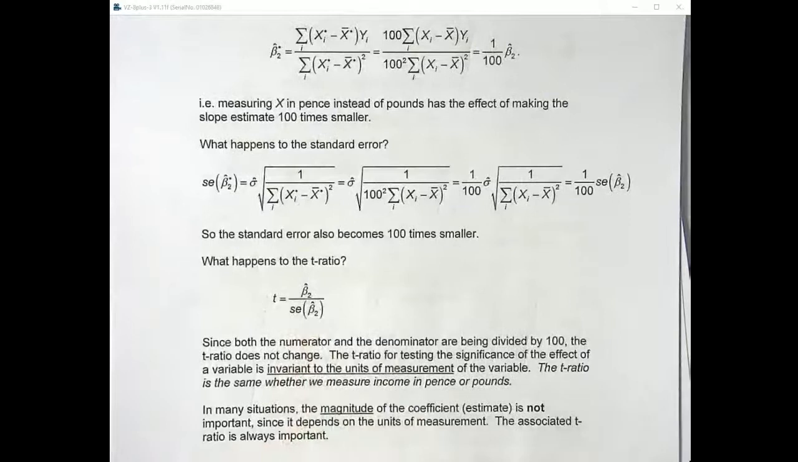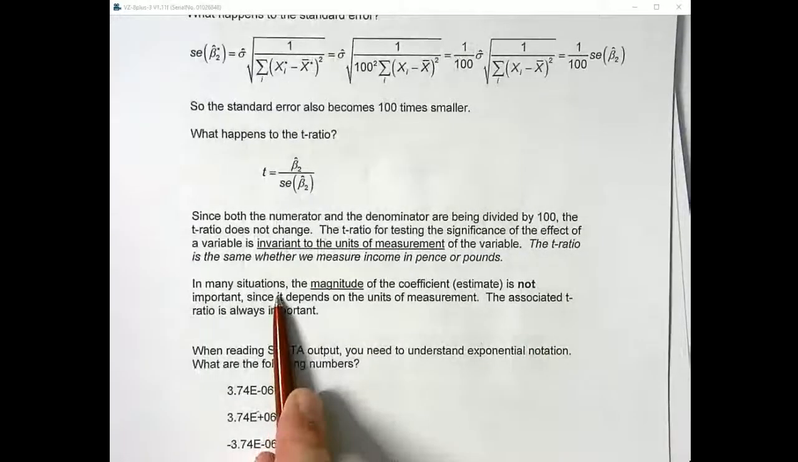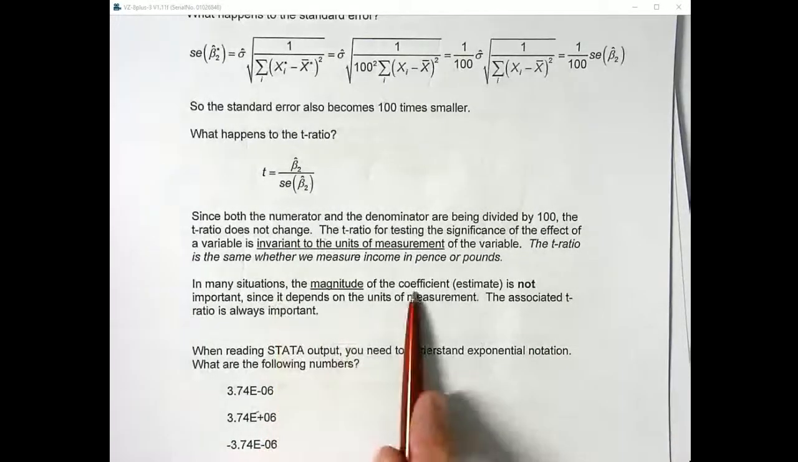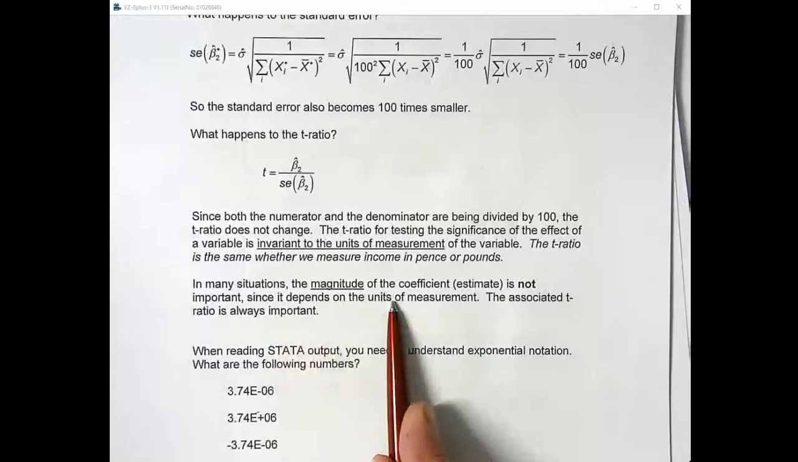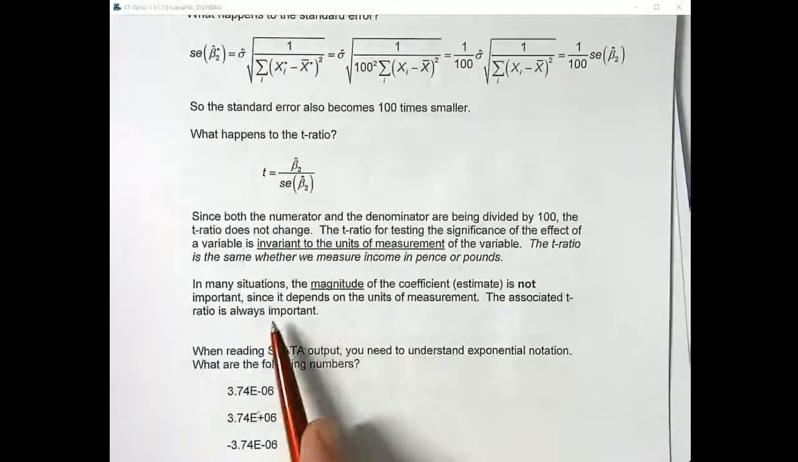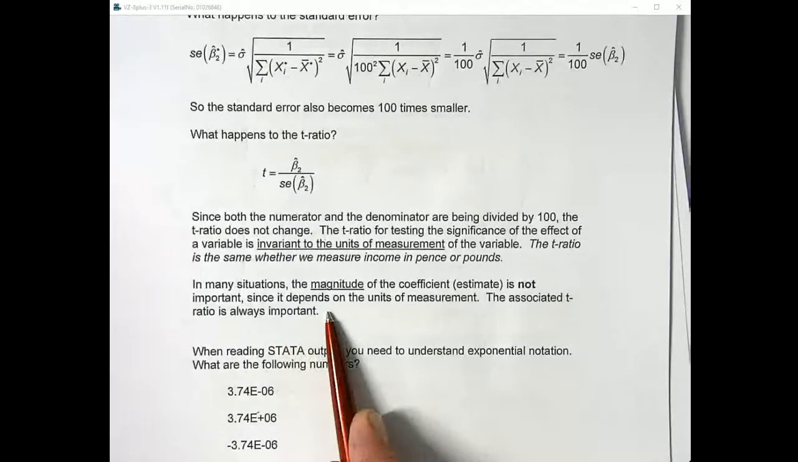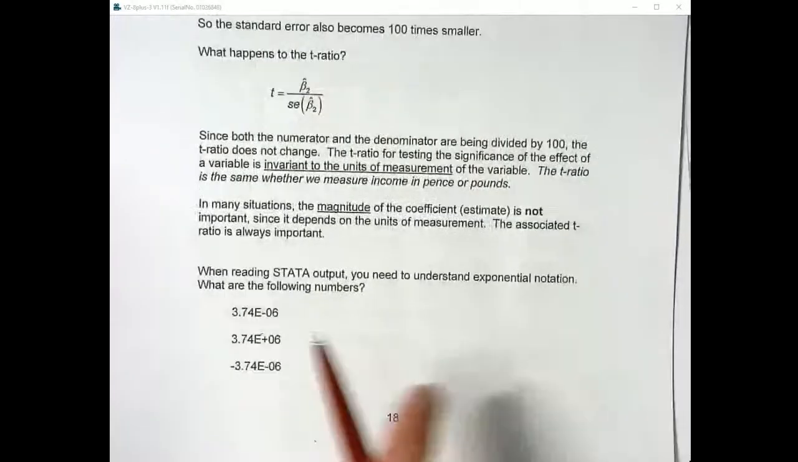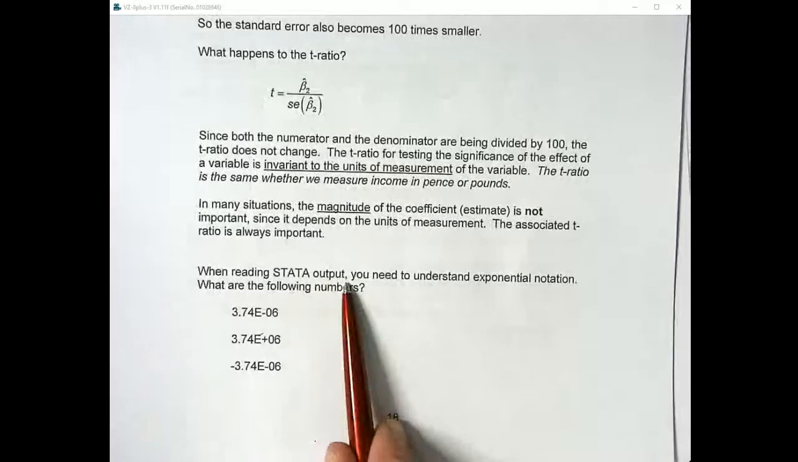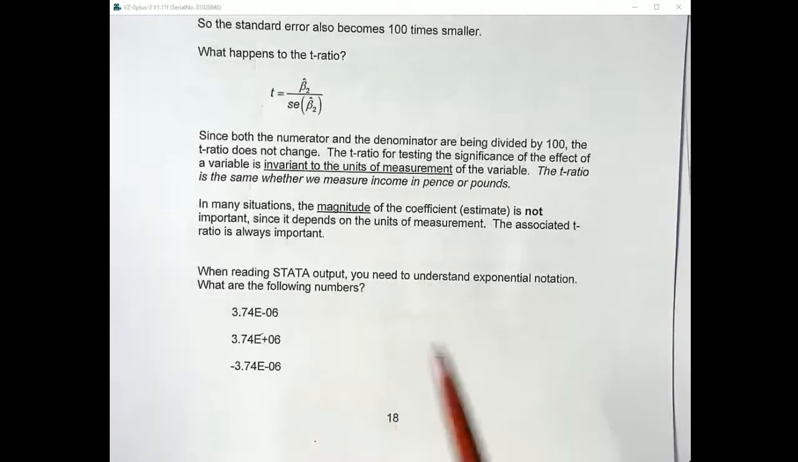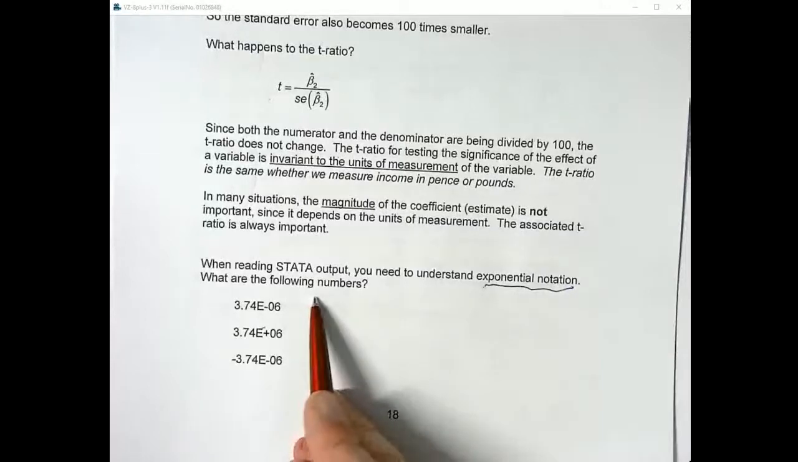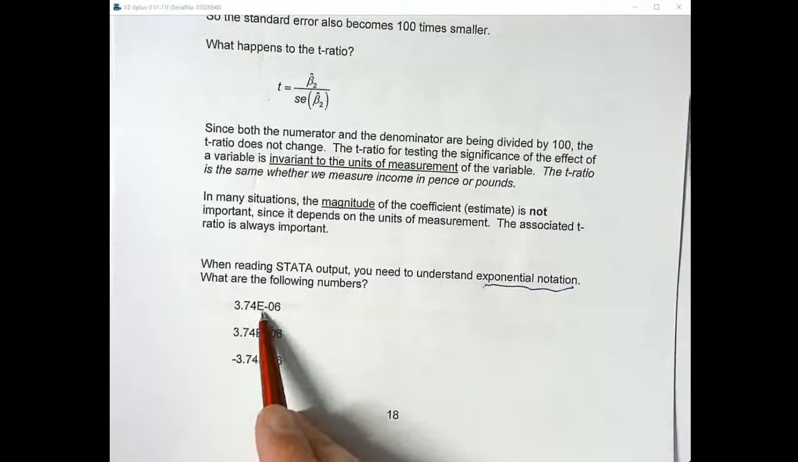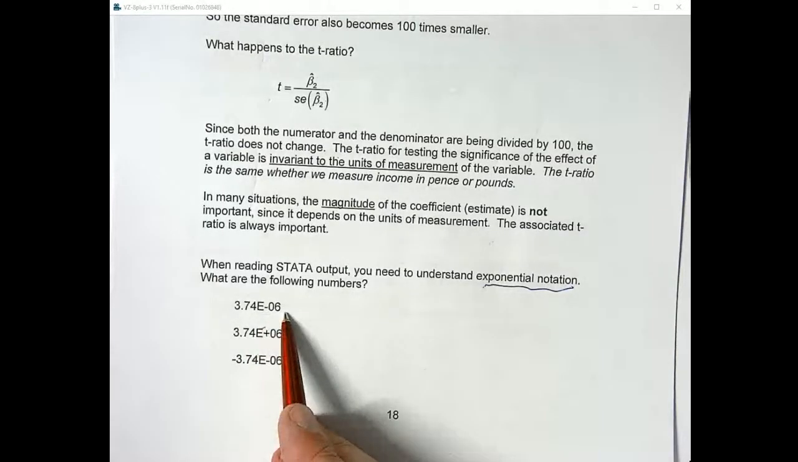So the point here is, in many situations, the magnitude of the coefficient estimate is not important since it depends on the units of measurement. The associated t ratio is always important. Now, there's another minor point here. When reading Stata output, you need to understand exponential notation. What are the following numbers? 3.74e minus 06. What is that?